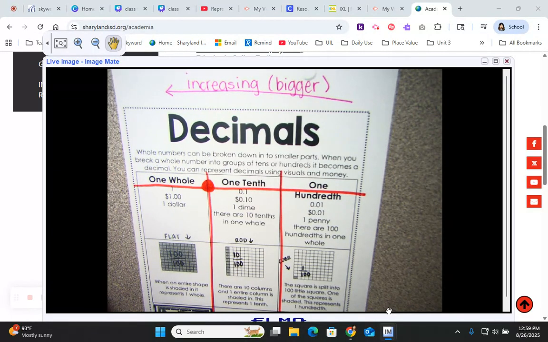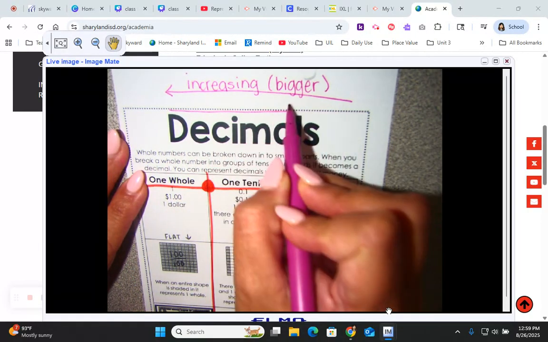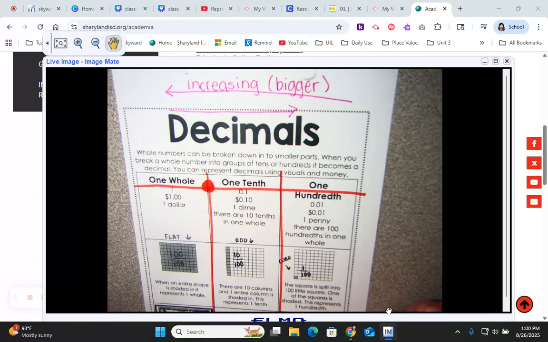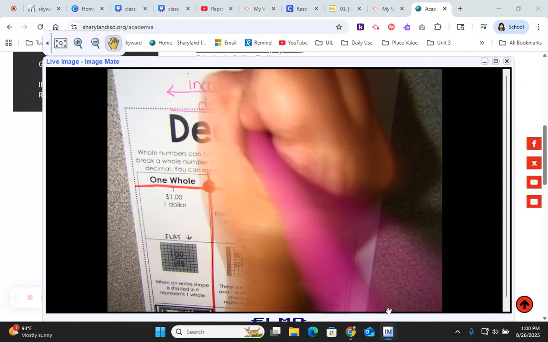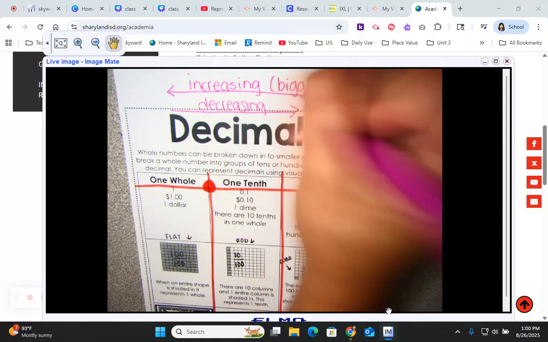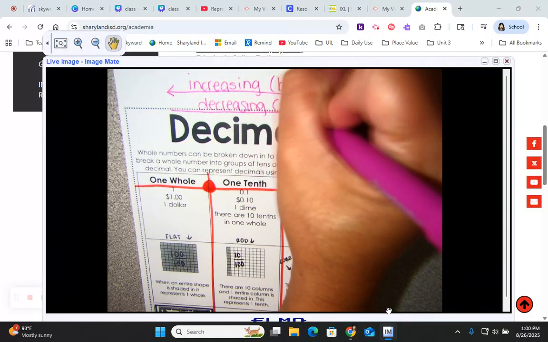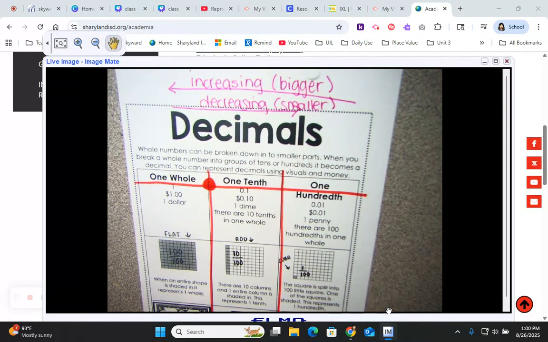That's my little decimal. And I can see that as my numbers move to the left, they are increasing. And what happens if I read it backwards, reading them to the right? What's happening to my numbers? Decreasing, which means they are getting smaller.